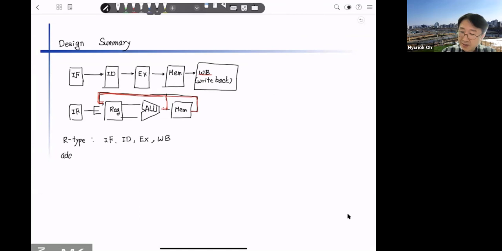Addi instruction. Instruction fetch is required. Instruction decode, execution, write back. Okay. What about load instruction? Instruction fetch, instruction decode, execution to compute address, and we also have to access the memory to read data in the memory. And finally, we have to update register value.